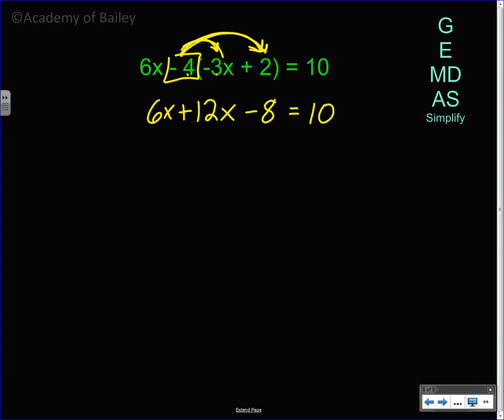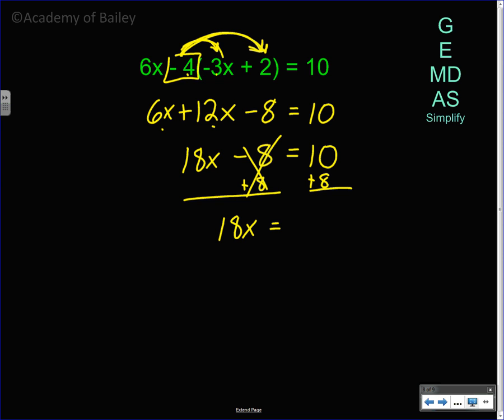Like I told you before, there were a couple steps of simplifying. So distributing that -4 was the first step. The second step, combining like terms, 6x and 12x. Those are like terms. 6 plus 12 is 18, and the like term of x. Drop everything else down. And now we're just back to trying to get the variable by itself. The variable is on the left side, so let's move the numbers to the right side by using opposite operations. The opposite of subtracting 8 is adding 8. Those cancel. And you drop down 18x. And 10 plus 8 on the right side is 18.